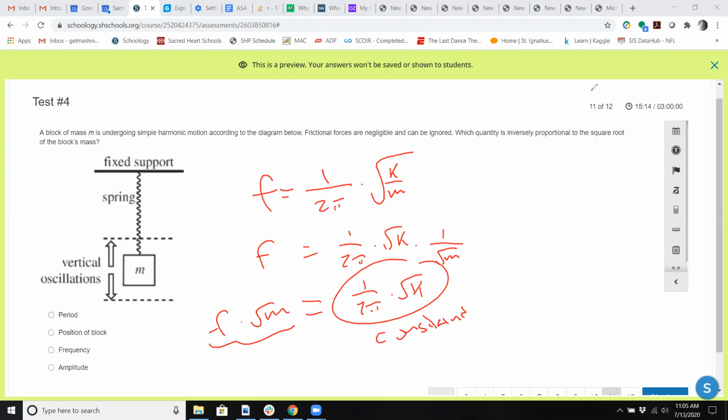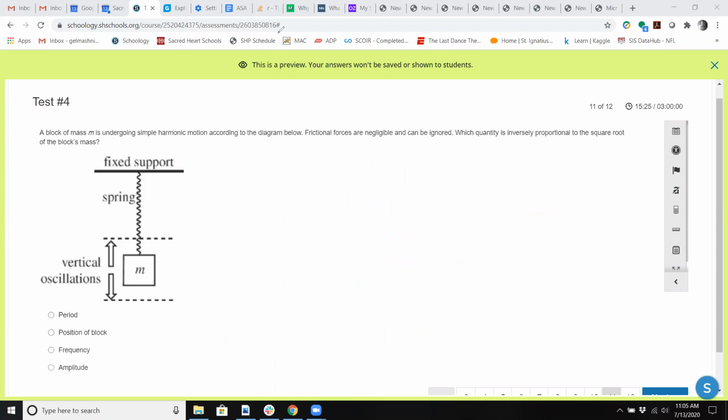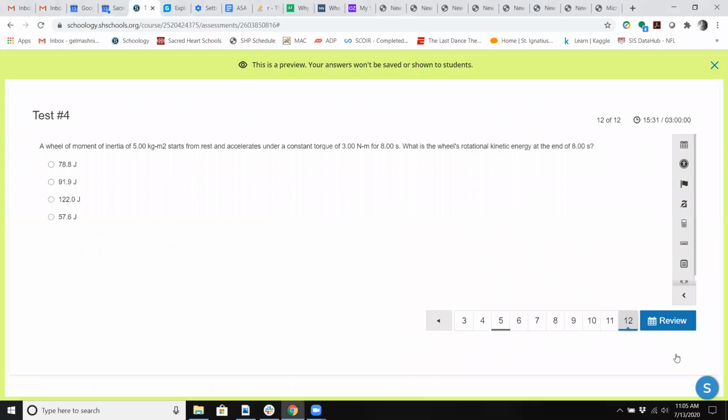Lastly, number 12. So a wheel with a moment of inertia starts from rest and accelerates under constant torque for 8 seconds. What is the wheel's rotational kinetic energy at the end of 8 seconds? So remember, rotational kinetic energy is this: 1/2 times I times omega squared. Now the problem is that we don't know what omega is. We do know our inertia. That's easy. It's like I told you, it's 5.